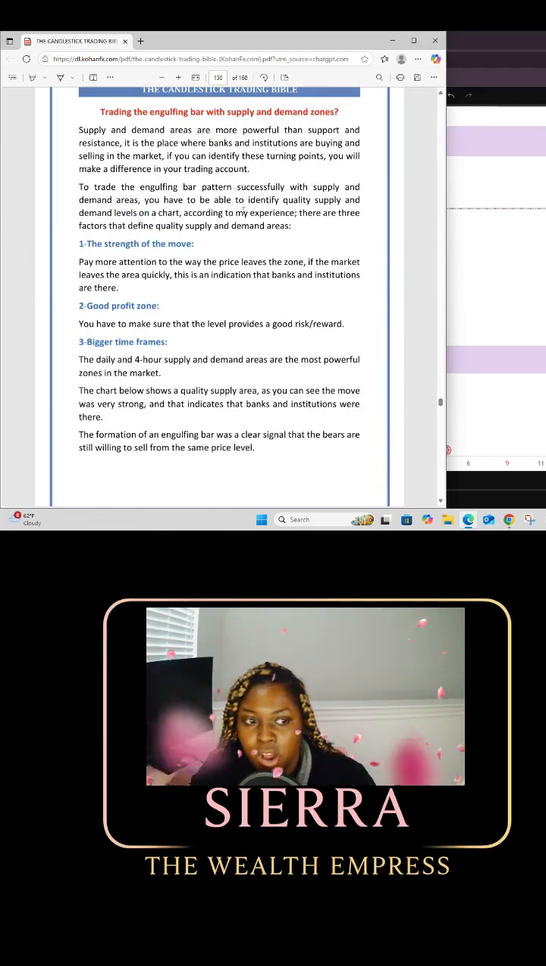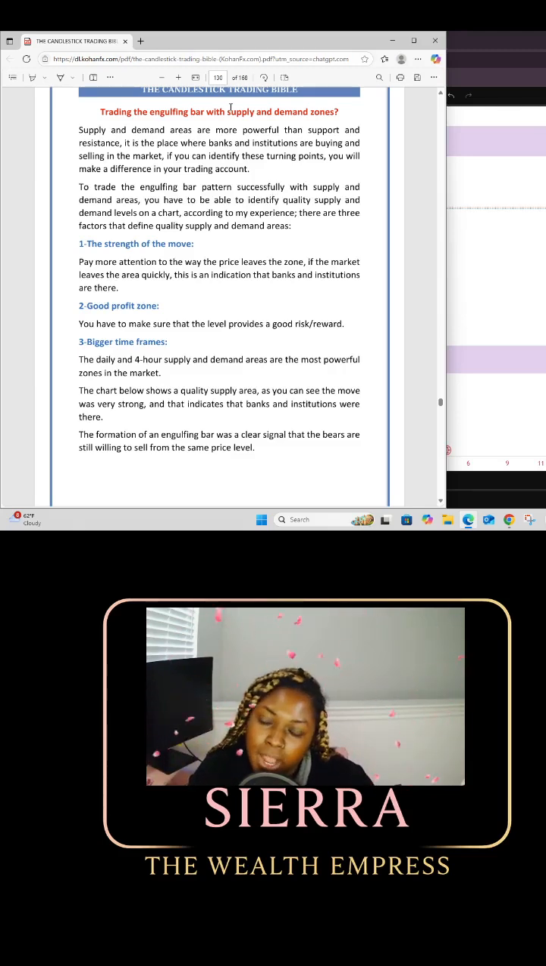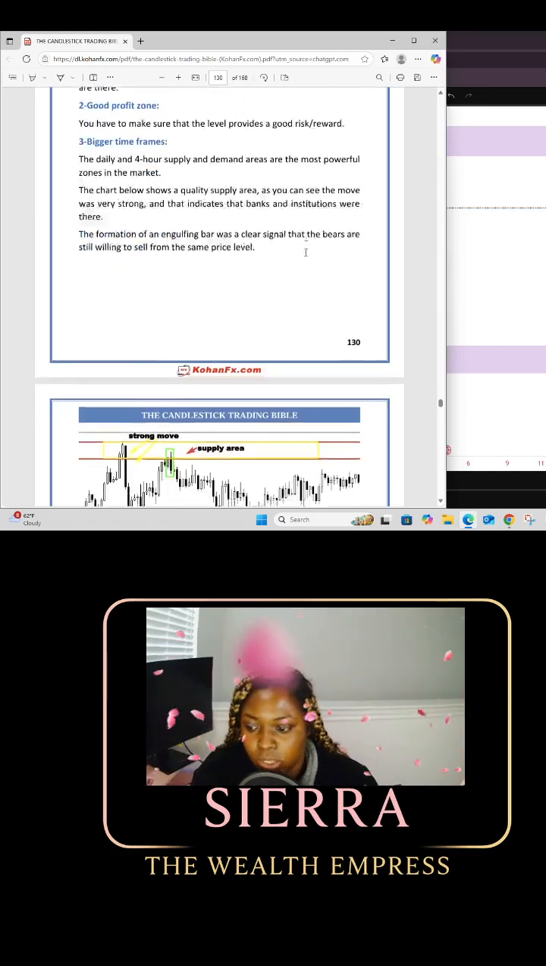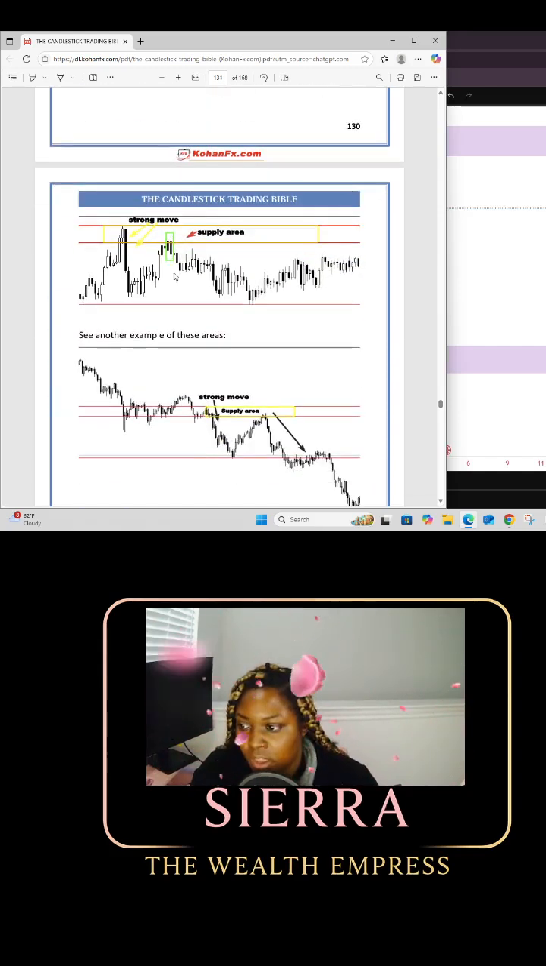So if we're putting it all together, they're just saying that the engulfing bar is more powerful on the supply and demand zones than they are on support resistance zones. If you're drawing your zones accurately, I don't think either is more powerful. It's just waiting on the candlestick patterns to form and waiting on price action to show you what it's going to do, okay? So here is showing you a supply zone.